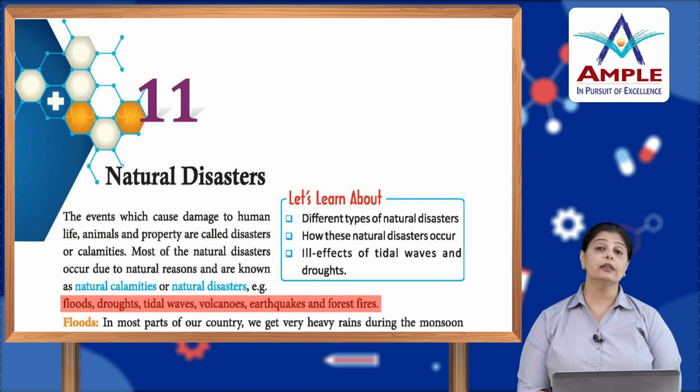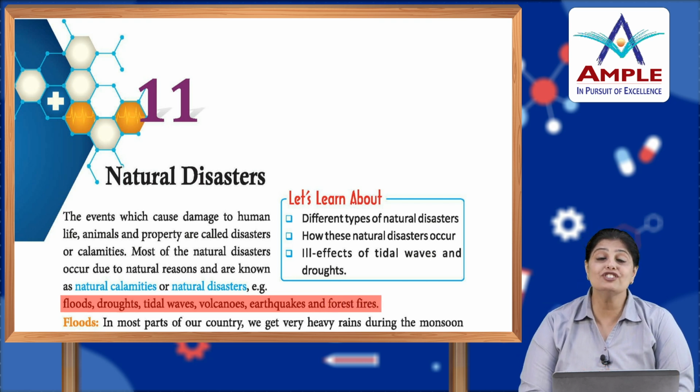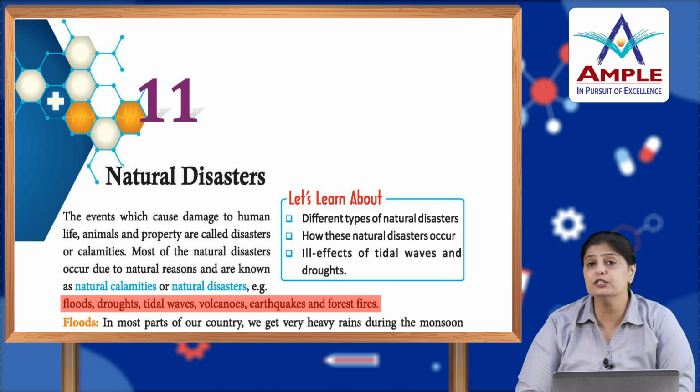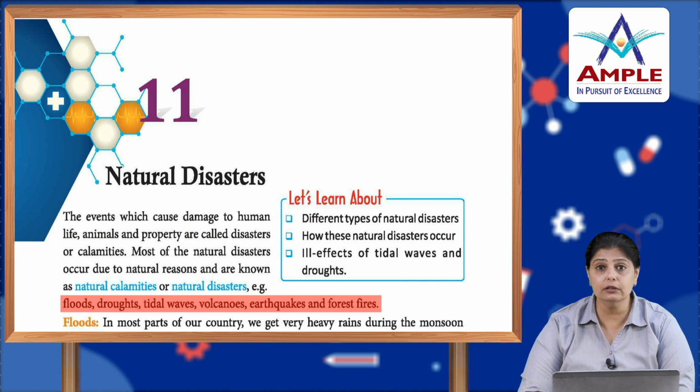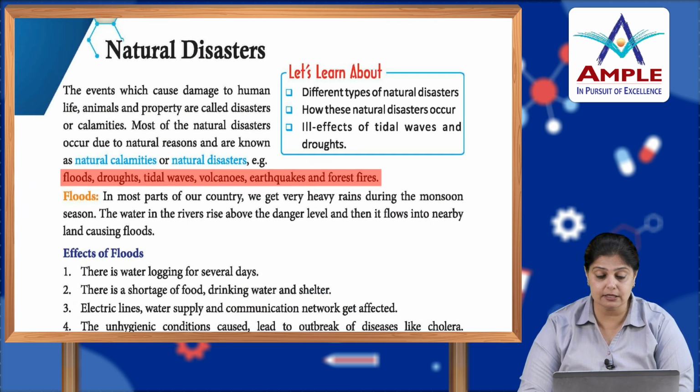So, these are certain things that happen due to changes in nature. It is not human made, like floods. Why does it happen? It happens due to heavy rainfall. Heavy rainfall causes floods; water starts accumulating and then results in floods. Earthquakes also happen in a natural manner. So, all these things that happen in a natural manner are known as natural calamities or natural disasters.